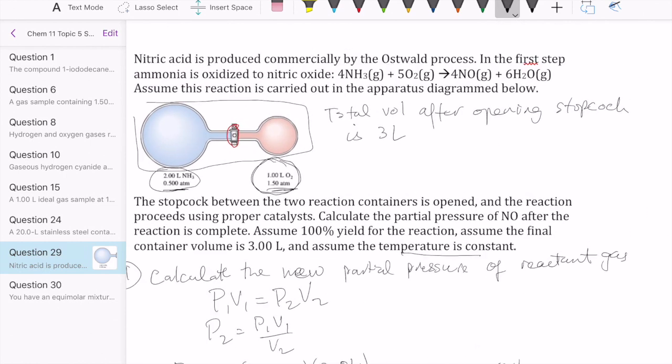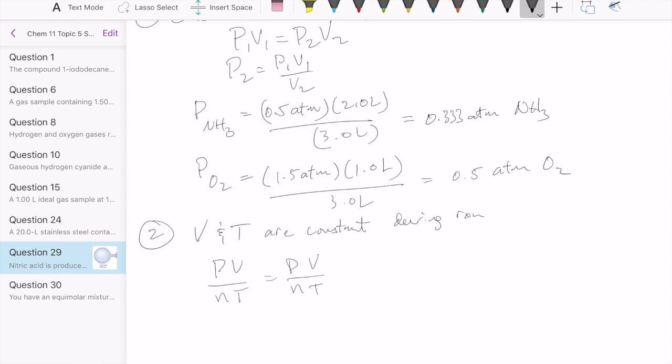The second part of this is the reaction itself. The reaction occurs in this whole container right here, which means the volume stays constant during the reaction. What else stays constant? Temperature. So constant volume and temperature. I'm going to start with our ideal gas equation with condition 1 and 2 being before reaction and after reaction, but since volume and temperature are constant, we can cancel them out, leaving us with this equation, which you've seen before in other videos on gases. Not only can you write it that way, but more importantly, you can write it this way.